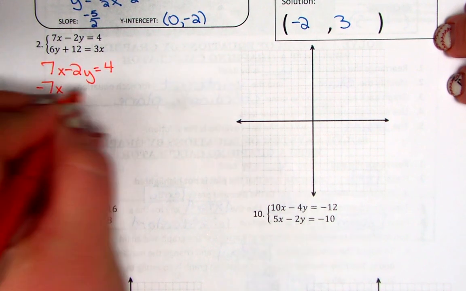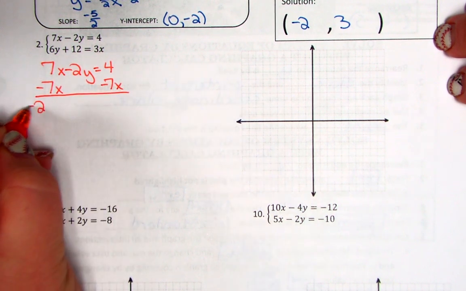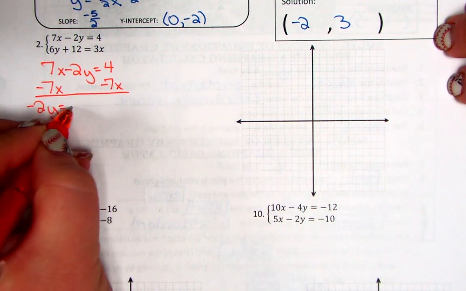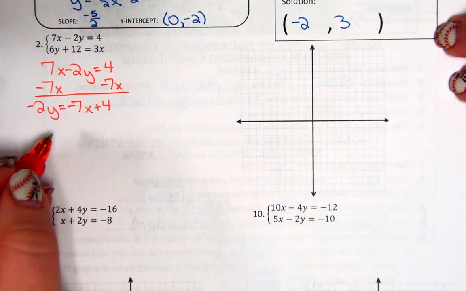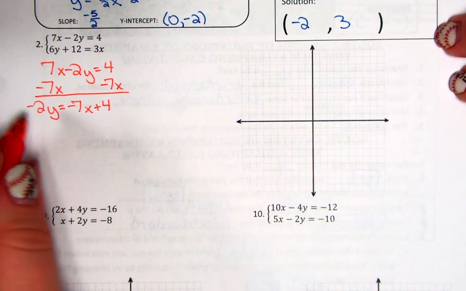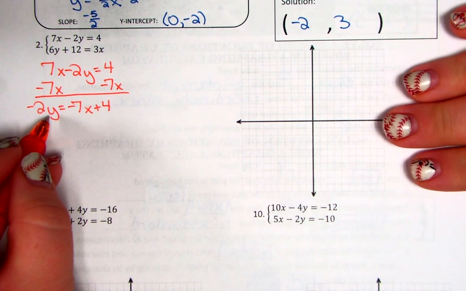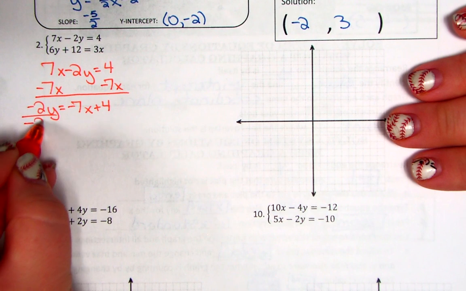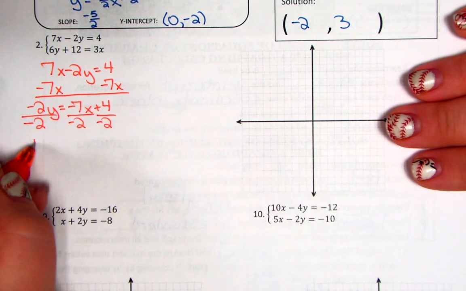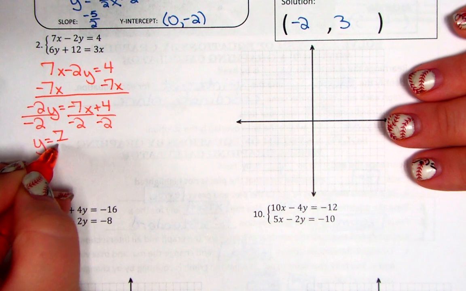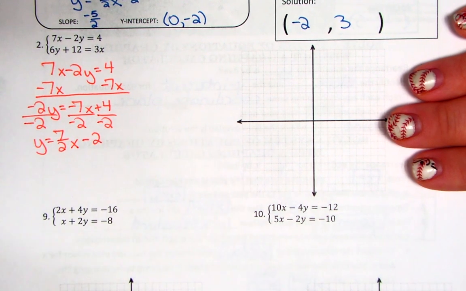Subtract 7x from both sides. And we get negative 2y equals negative 7x plus 4. If you haven't yet learned how to do those literal equations and getting y alone, now is an excellent time, because you're going to need to be able to do that to graph. Then we'll divide by negative 2 all the way across. So 7/2 x minus 2 is our first one.